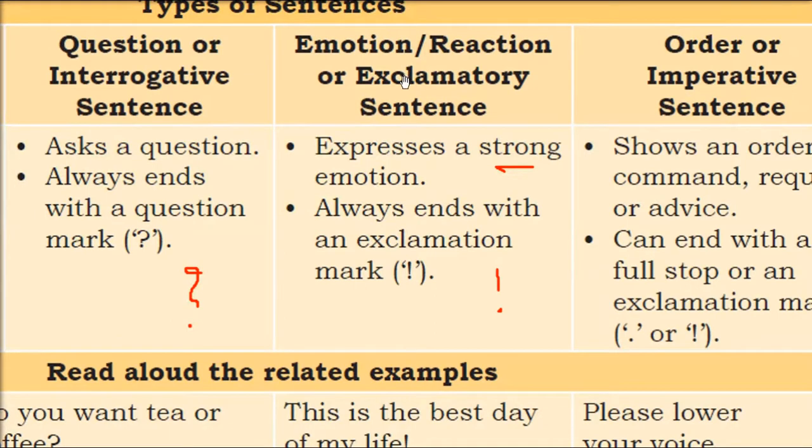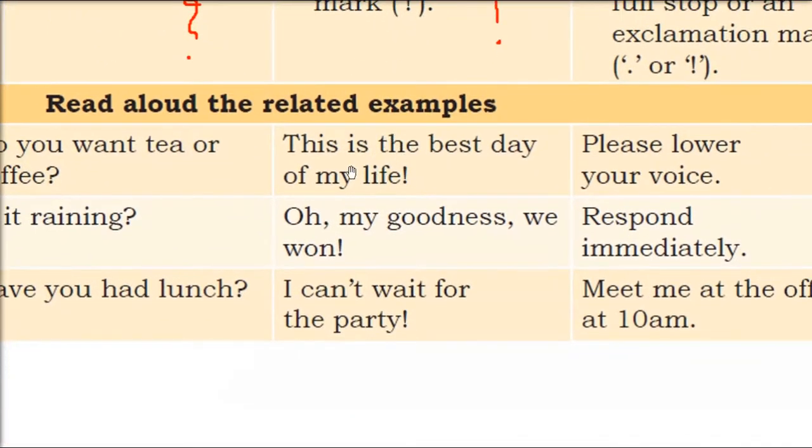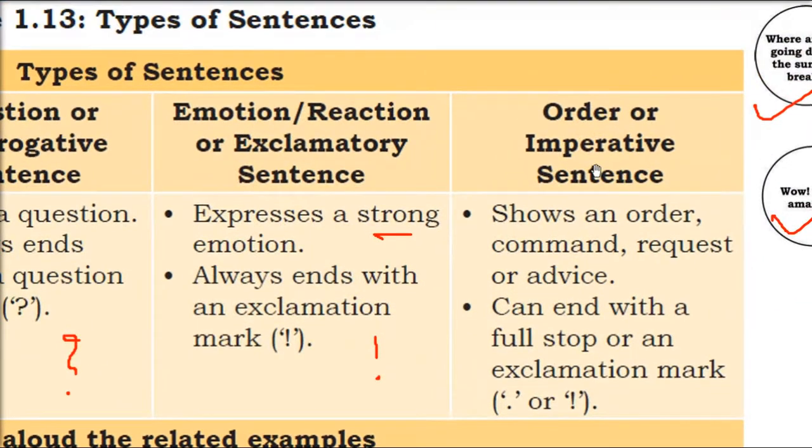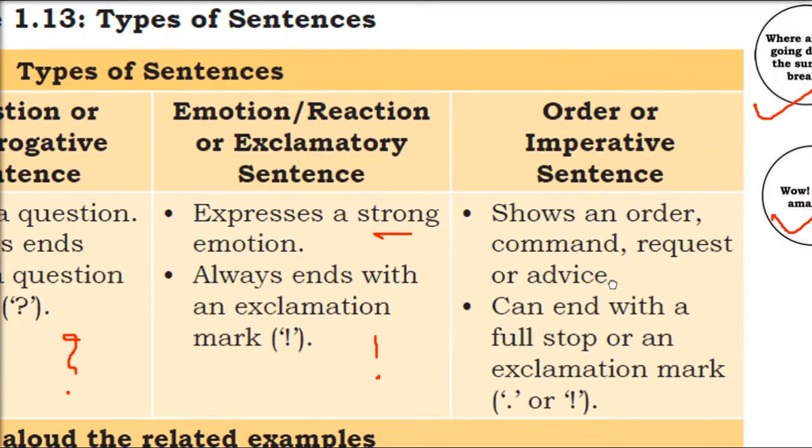Coming to exclamatory or emotion or reaction kind of sentences. Here something should come out as a reaction. Like, this is the best day of my life. Oh my goodness, we won. I can't wait for the party. So some emotion is being shown. Okay. Exclamatory sentence.